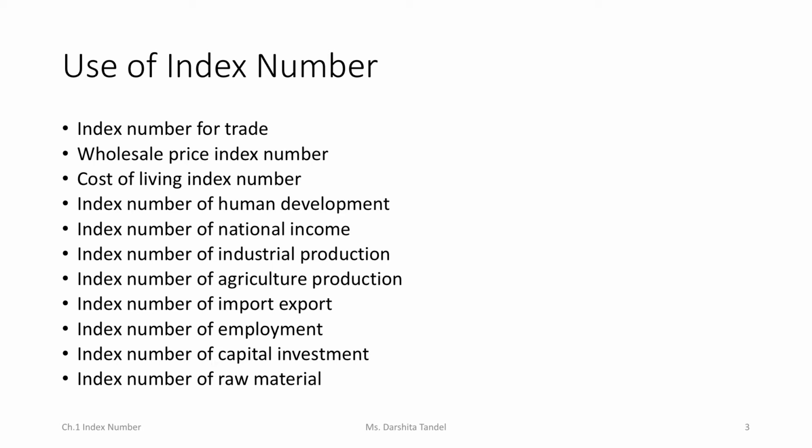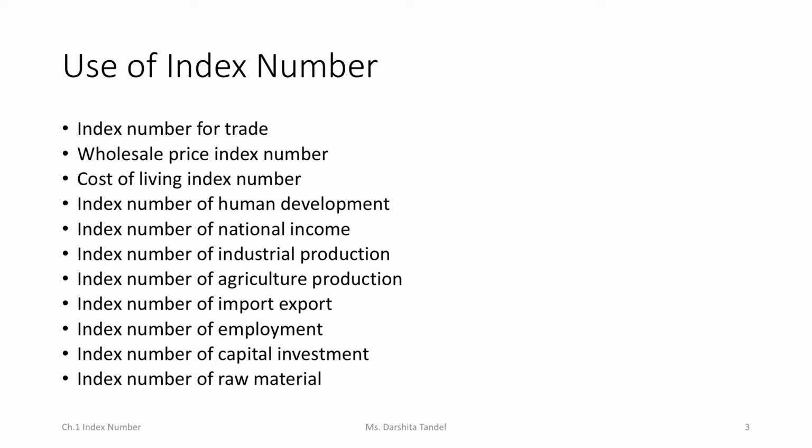Fifth, index number of national income. This index number is useful to evaluate the economic condition of the country and to determine targets for the 5-year plans of the government. Sixth, index number of industrial production. This index number is helpful to increase the rate of development of the country, planning industrial and trading activities.